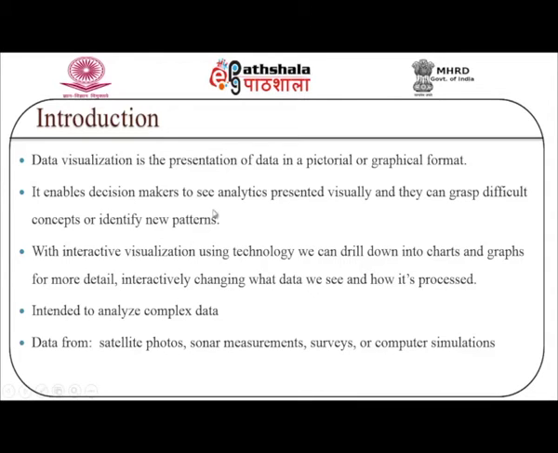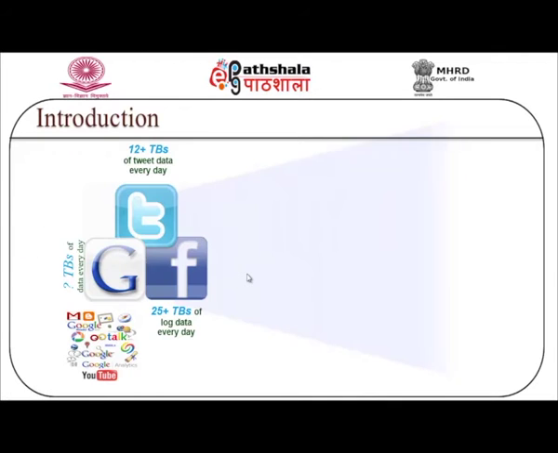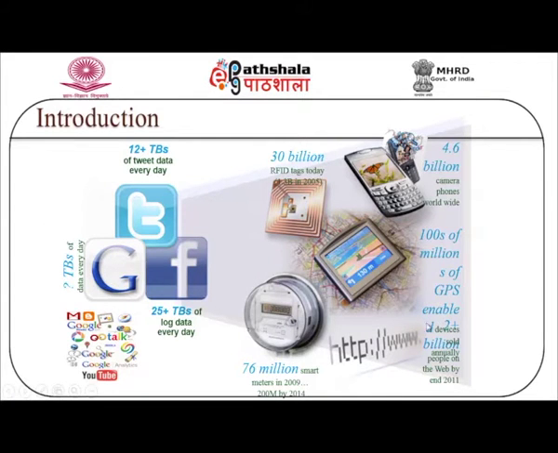It is intended to analyze complex data. The kind of data useful for data visualization is received from satellite photos, sonar measurements, surveys, computer simulation, or some kind of experimental analysis. If you look at the types of data that we receive every day, say about 12 terabytes of tweet data every day, certain terabytes of data from Google, and about 25 terabytes of log data every day from your Facebook data set. So these are the kind of data that we receive from social networking applications.